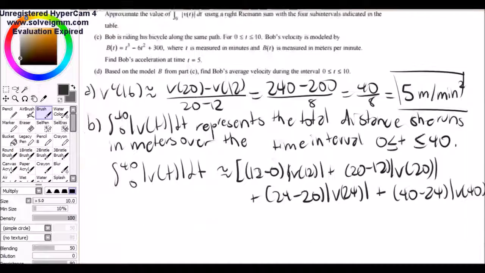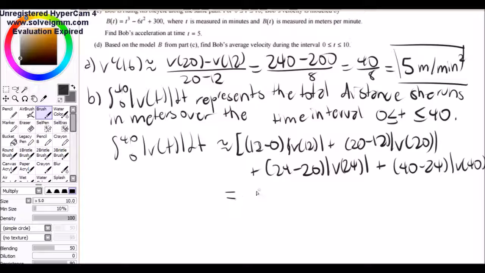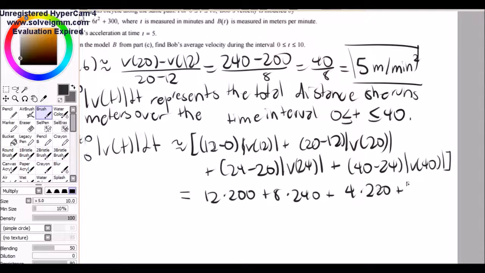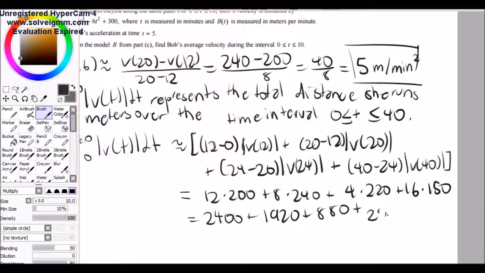Then we substitute in values and simplify this a little bit. We get 12 times 200 plus 8 times 240 plus 4 times 220 plus 16 times 150. And then we simplify a little more: 2,400 plus 1,920 plus 880 plus 2,400. Adding this all up, we get 7,600 meters.